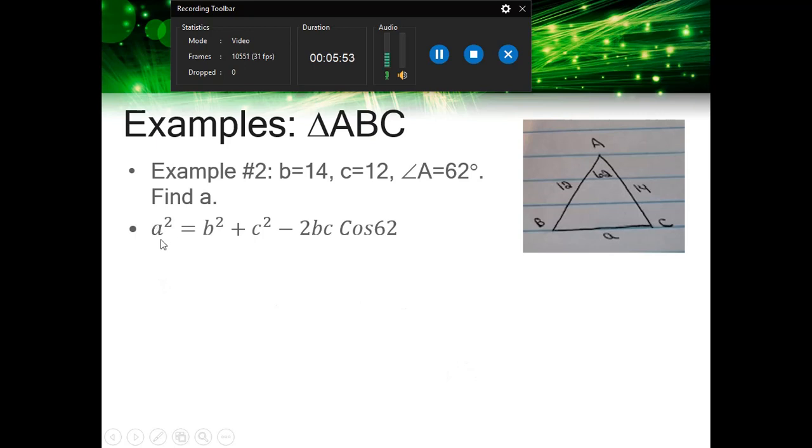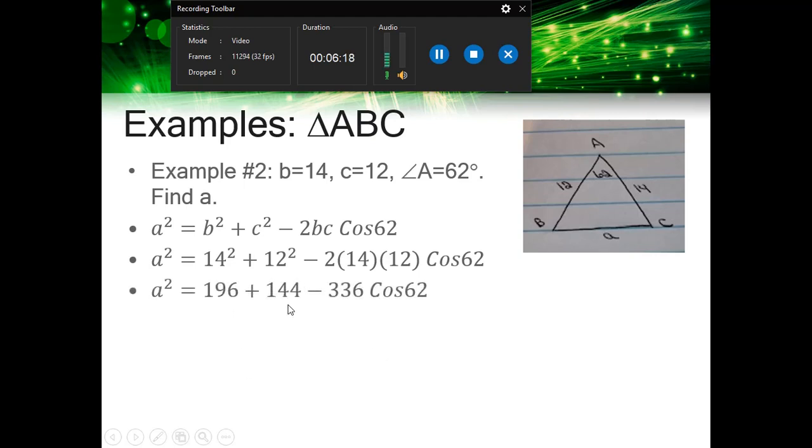So here's my generic format. B and C are in the interior, same thing here. I'm going to sub in what I know. I know that B is 14 and C is 12. I'm subbing it in here for 2 times B times C. Remember, just solve little pieces at a time.